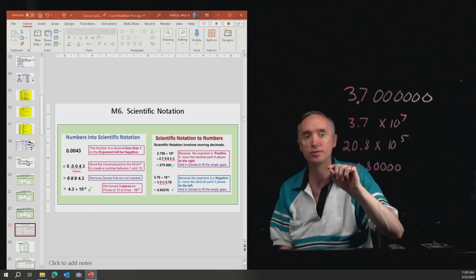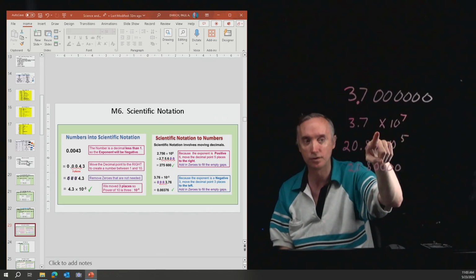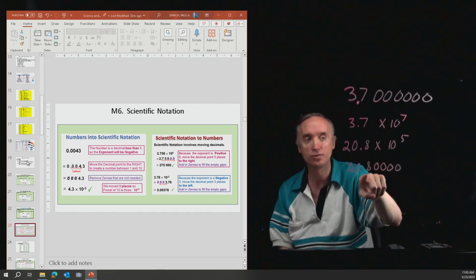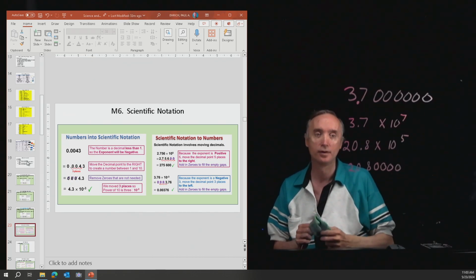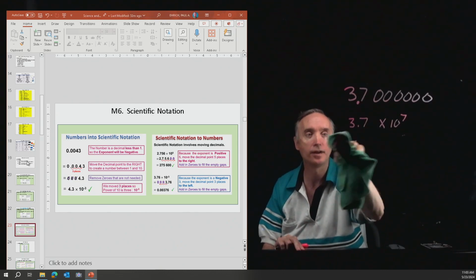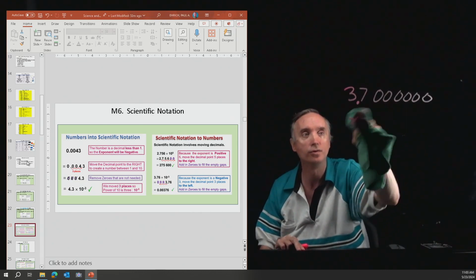So you should be able to take a number in regular notation, change it to scientific notation, or given scientific notation, change it to a regular number. Okay, now what about if we had a very small number? What are we going to do?